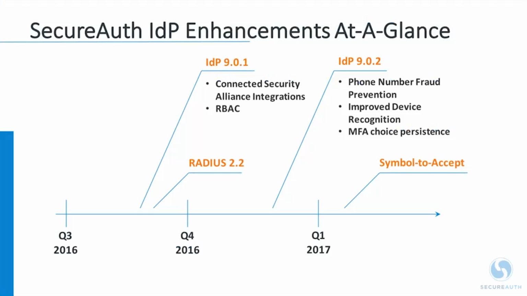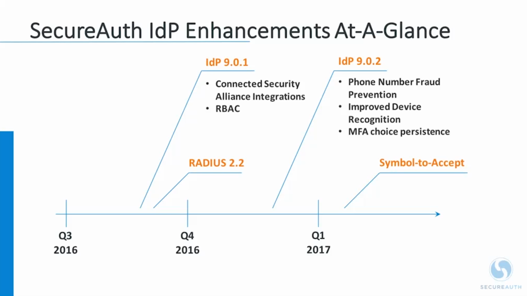So we've had a couple dot releases and enhancements to other technologies since we last had a product webinar. As you can see on the slide, we've had both SecureAuth IdP 9.0.1 and Radius 2.2 release in late Q3 of last year, and SecureAuth IdP 9.0.2 late in December of 2016. Symbol to Accept, our newest addition to the multi-factor authentication method family, is not yet released, but coming very soon, so you're getting a sneak peek at that functionality.